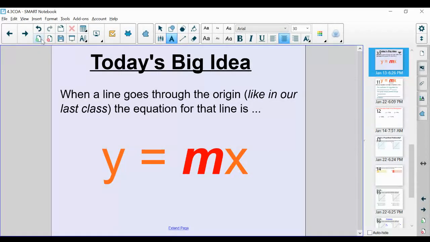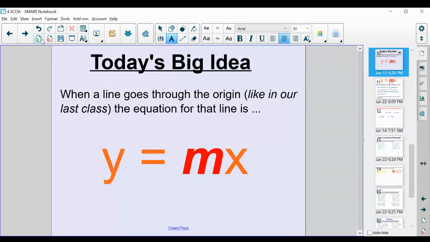So here is today's big idea that is on the screen right now. Please copy this down. When a line goes through the origin, like in our last class that we were talking about, the equation for that line is y is equal to mx. And this is not the first time we've seen this. We saw this last class too. When we're talking about direct variation, it has the form y equals mx.